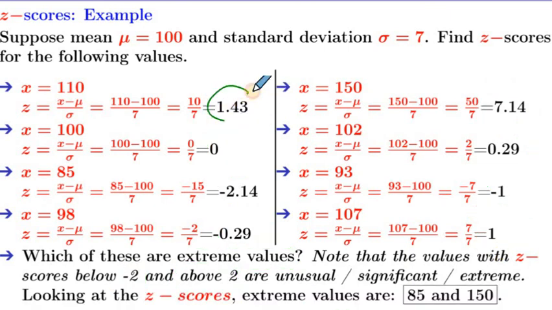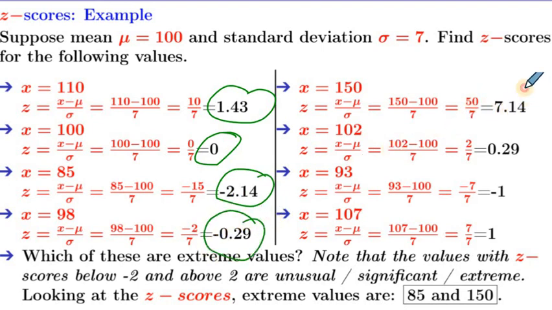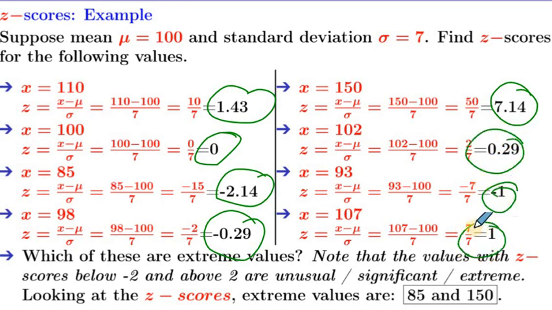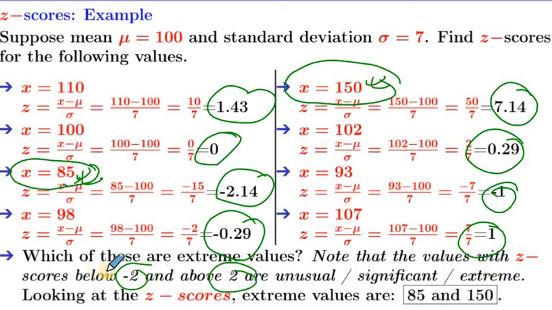Looking at the z-scores, we know the extreme values are 85 and 150. So these two are the extreme values. We know that values with z-scores below negative 2 and above 2 are unusual or significant or extreme. That's why in this case, 85 and 150 are extreme values, because their z-scores are negative 2.14 and 7.14 respectively.